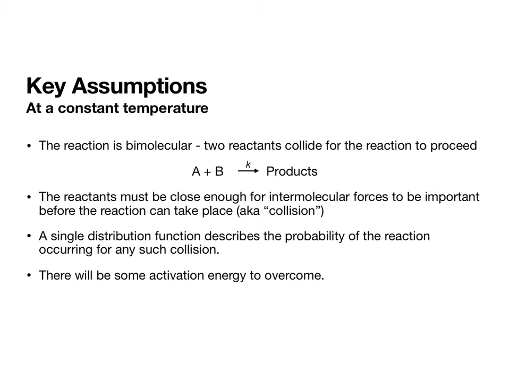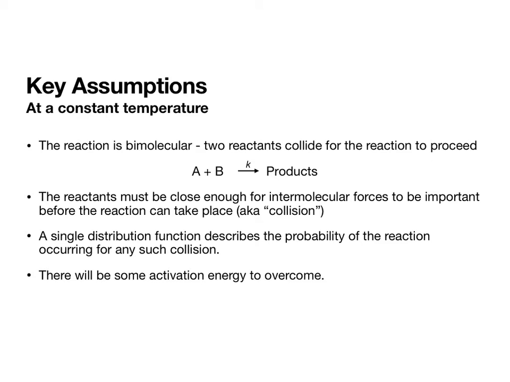So we are going to assume that we are working with a bimolecular reaction. This means that two reactants collide for the reaction to proceed. In our case, we have A plus B goes to form some products, and that reaction has a rate constant K. In order for this reaction to occur, the reactants must be close enough for the intermolecular forces to be important. And so this means that A and B have to get close so they see each other. This is what we call the collision.